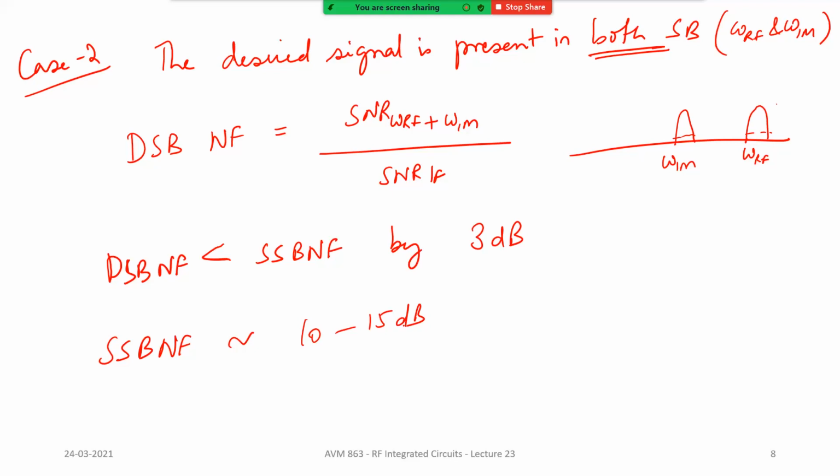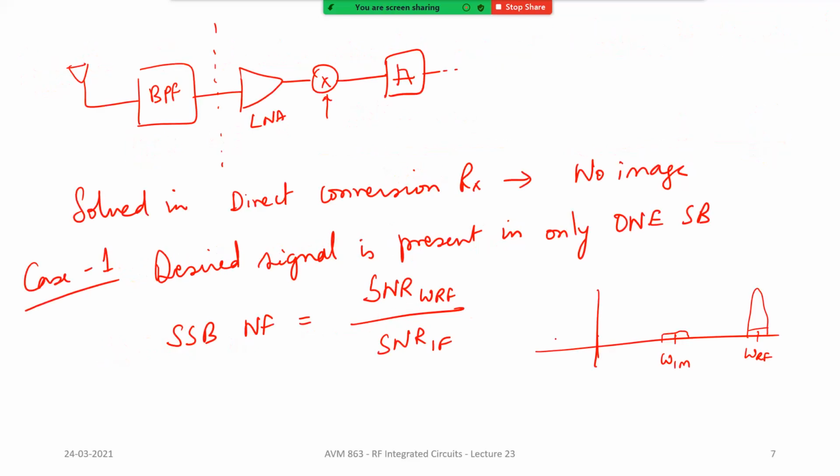Now we have looked at the concept of linearity. Of course, IIP3 is pretty much the same. You look at the intermodulation components and things like that. So noise figure we have looked at. There is one more important parameter which is called feed through.